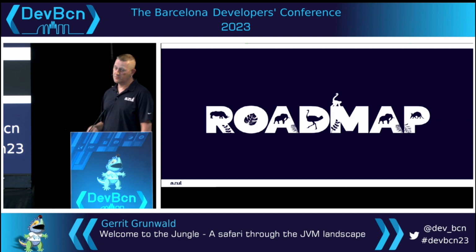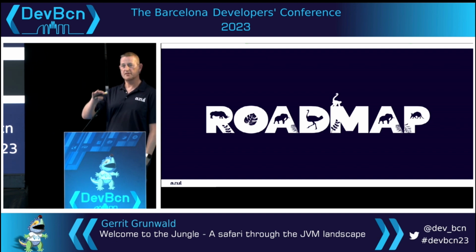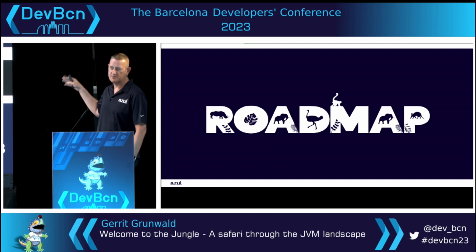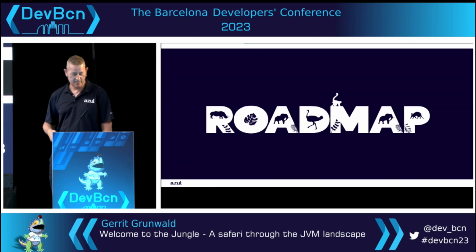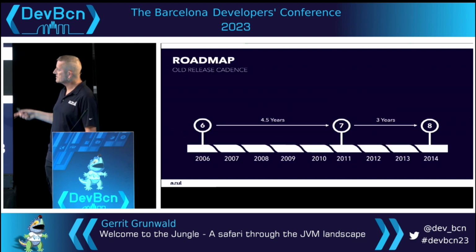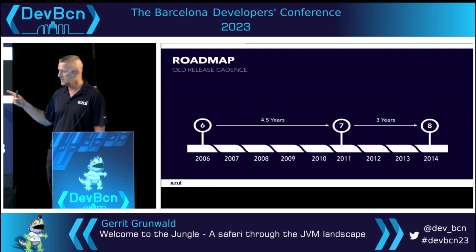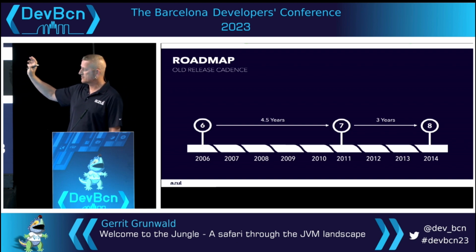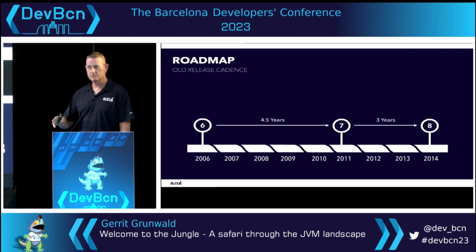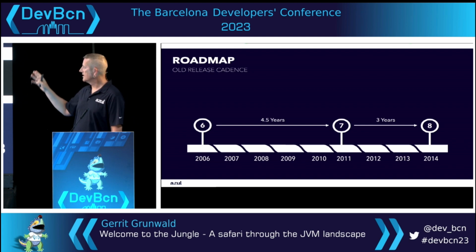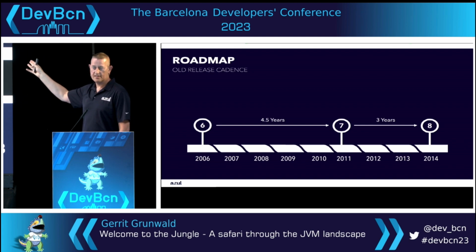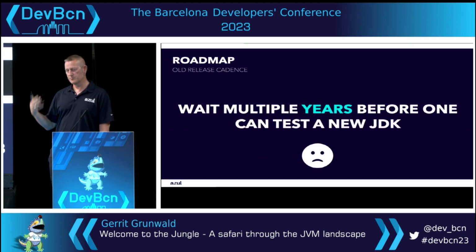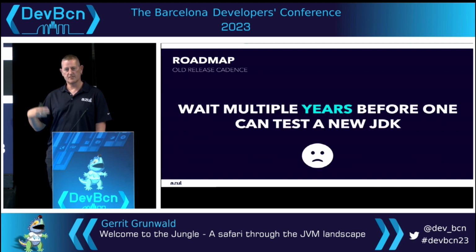So it comes, of course, with the roadmap. And this might be some things you already know, but trust me, there will also come some stuff that you probably don't know. So the roadmap, this is the old release cadence, right? I just started with JDK 6, and it took 4.5 years to get to JDK 7, and then another 3 years to get to JDK 8. That means we really had to wait multiple years before we could really test a new JDK.